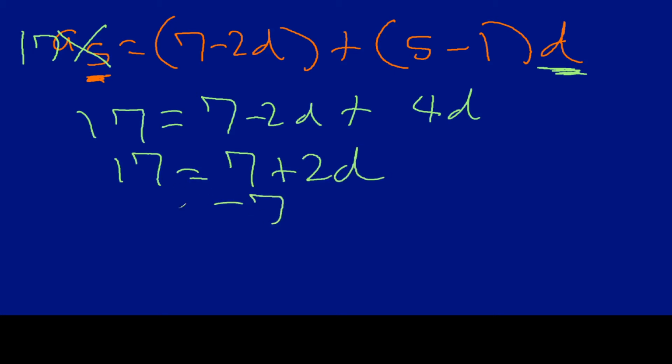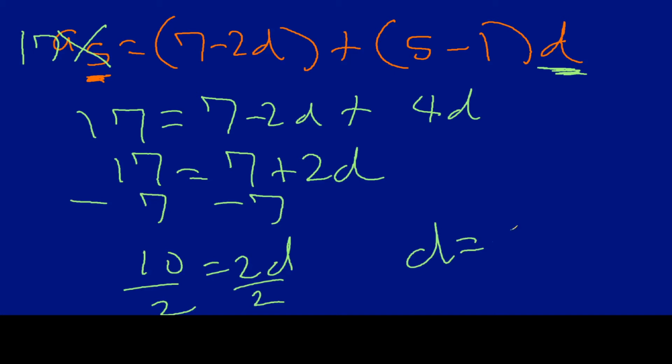Now I subtract 7 from both sides, and I'm left with 10 equals 2d. Divide by 2, and we find out that d equals 5. Now that's amazing right there. d equals 5. Now we can take this information and plug it in to find A2.